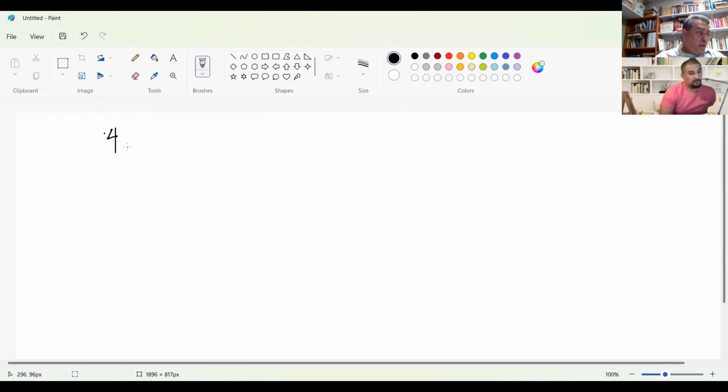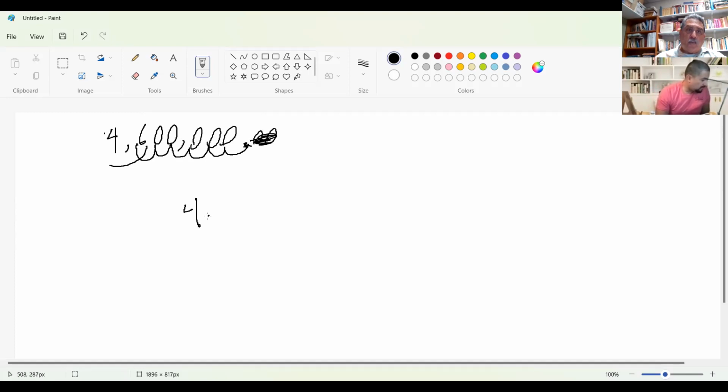We have 4,600,000, and this is decimal notation. Even though I don't put the decimal, I can put it here, but because it's 0, I don't need to write it. So I want to write that in scientific notation. I take this number and want to move the decimal over there. How many times do I have to go? 1, 2, 3, 4, 5, 6. So I say 4.6 times 10 to the power of 6. You follow?